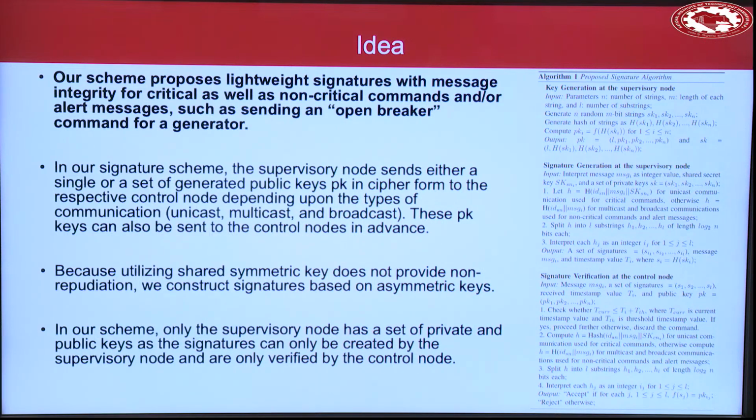So the scheme that we have come up with proposes lightweight signatures with message integrity for critical as well as non-critical commands, and alert messages such as sending an open breaker command for a generator. Now, among routine commands, some commands could be critical. As I said, detaching a generator or opening a transmission line could be really critical. But there might be other commands which are routine, non-critical commands, some notification messages that we send here and there to manage things. They're not as critical for us.